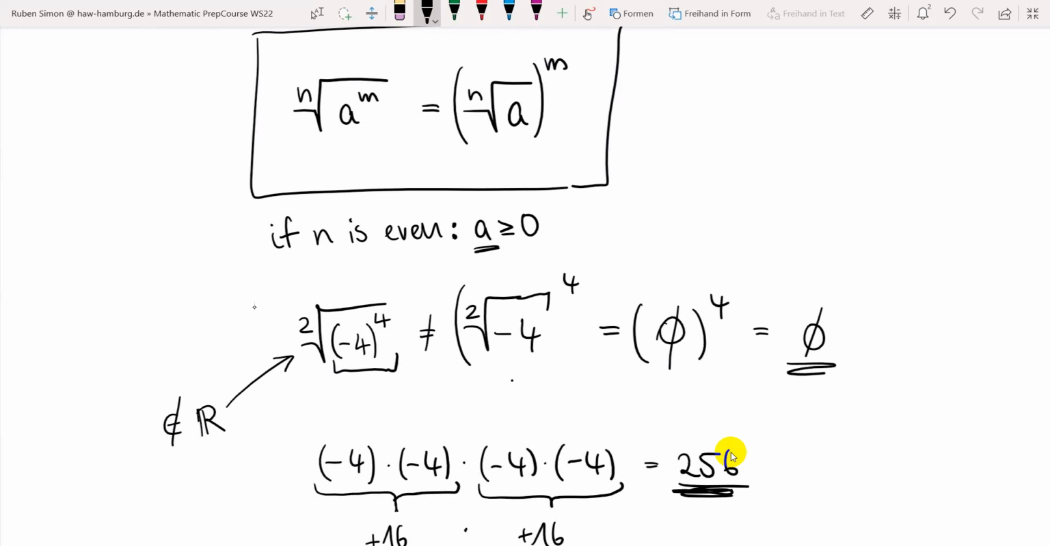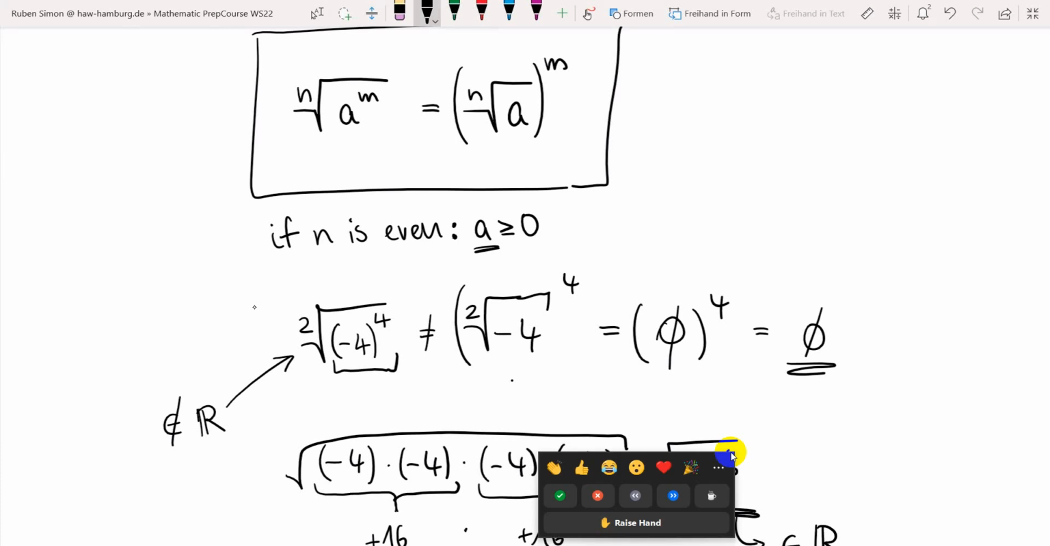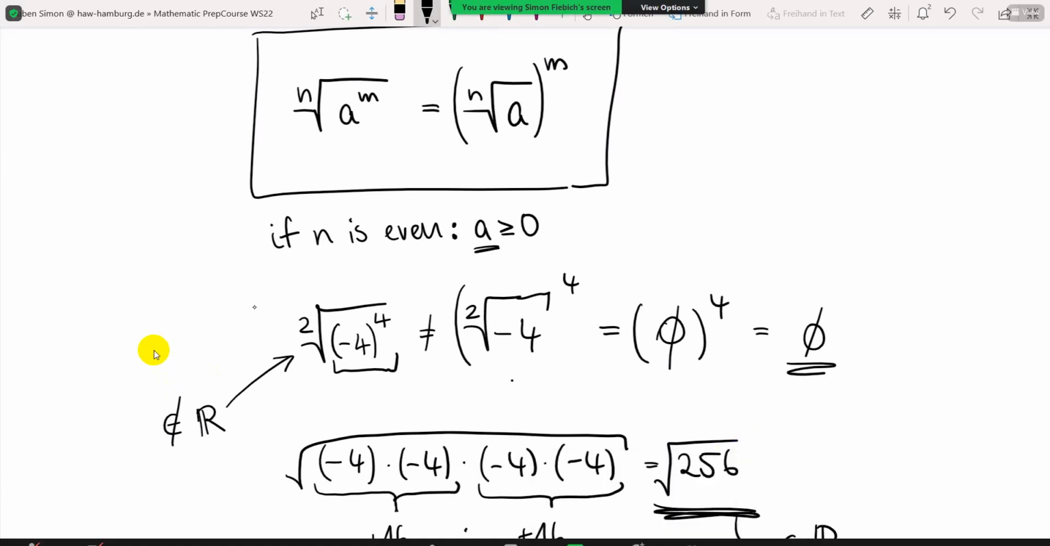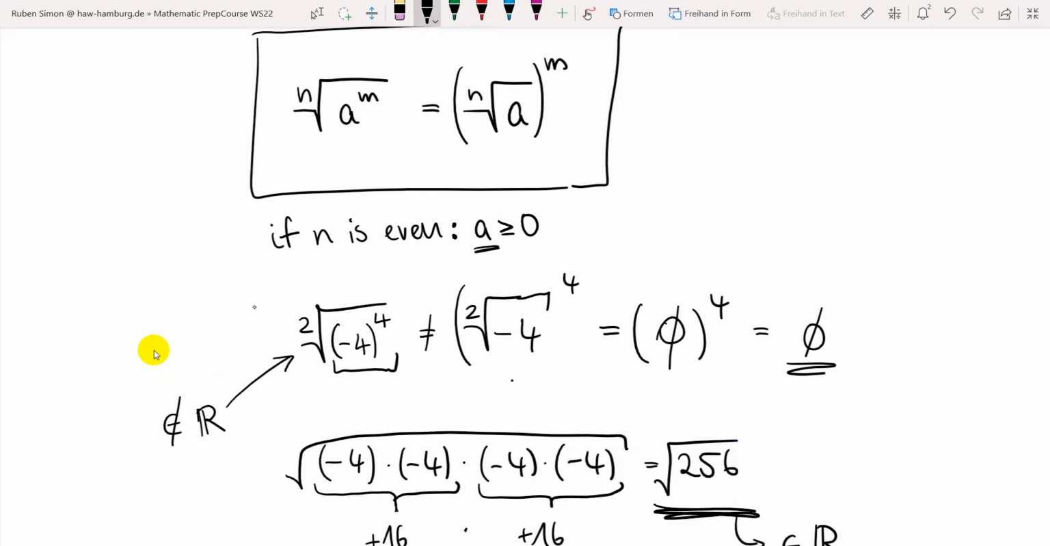And then we have the square root of 256. Now everybody can think of the result for this, but actually I will just leave it as the square root of 256. But I think we can all agree that this indeed is a real number, right? So as you can see, you have to be very careful, and I also confused myself a minute ago.